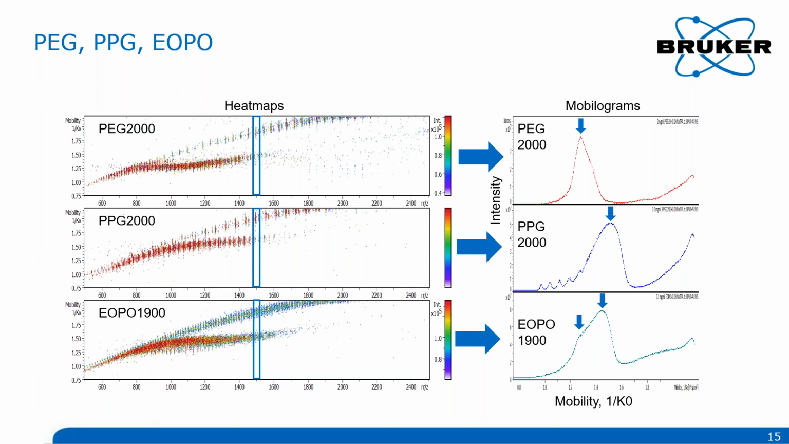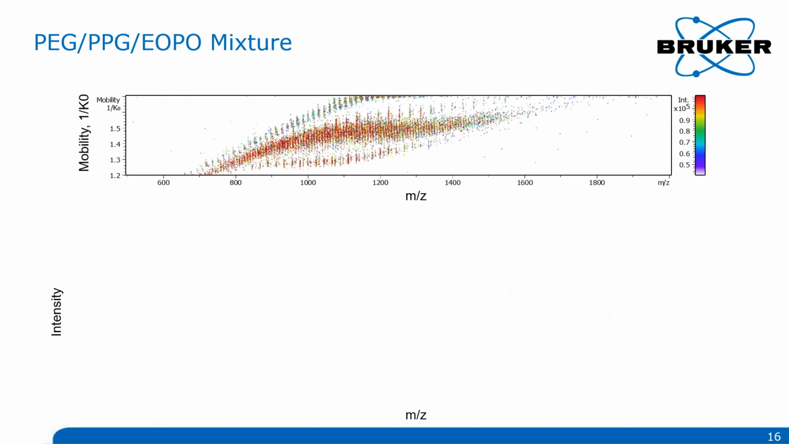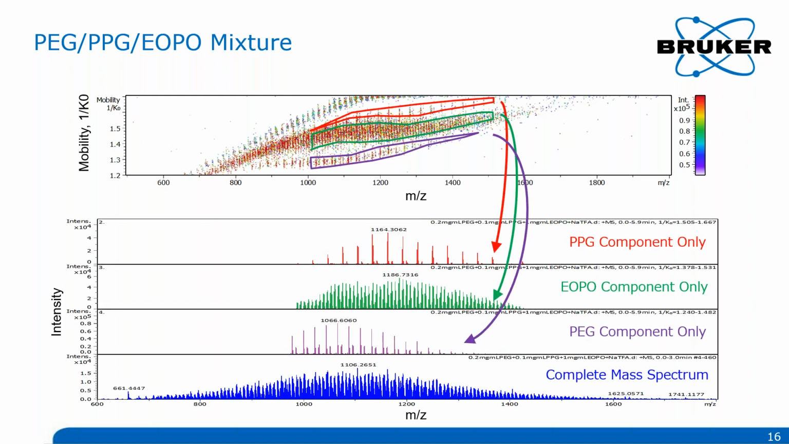This is simple enough, but what will happen if we had all three of these polymers in one mixture? Let's take a look. Oh, this is what it would look like, and there is quite a lot going on. Fortunately, using the software user interface, we can outline specific regions that we want to examine one by one, like so. If we do that, this is what we can get. The red region contains only PPG, and we can see its mass spectrum very clearly.